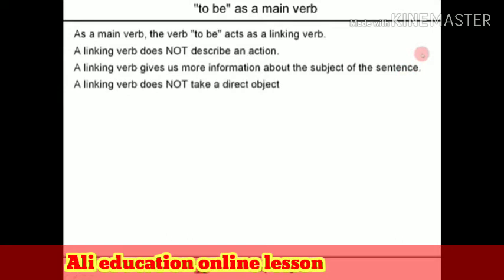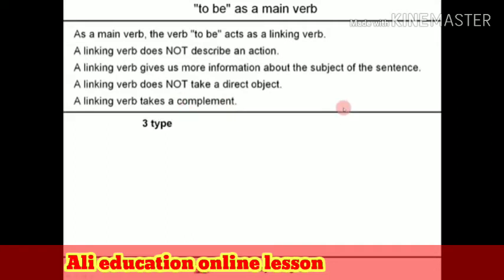A linking verb does not take a direct object. So there's no direct object from a linking verb. Instead, a linking verb takes a complement. So a complement is something that refers back to the subject. And there are three types of complement with the verb to be. So now let's look at several examples of the verb to be as a linking verb.